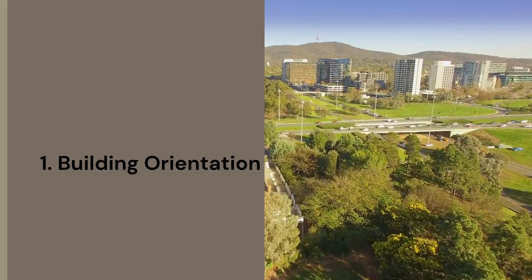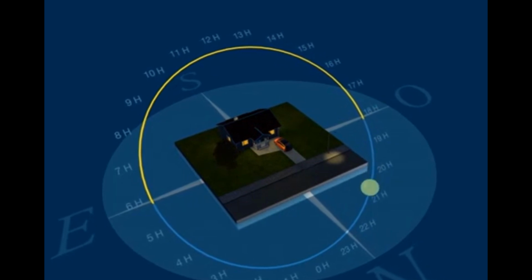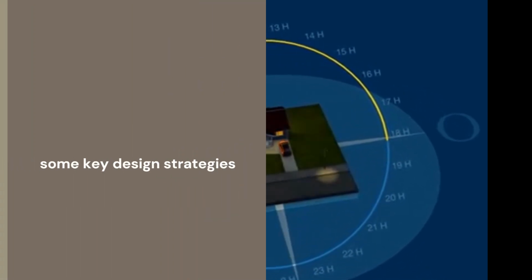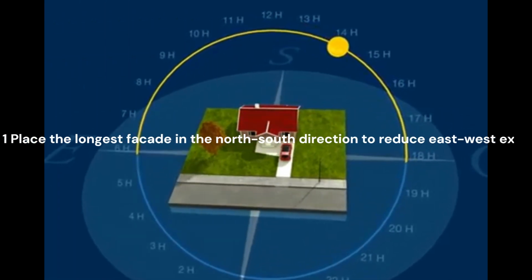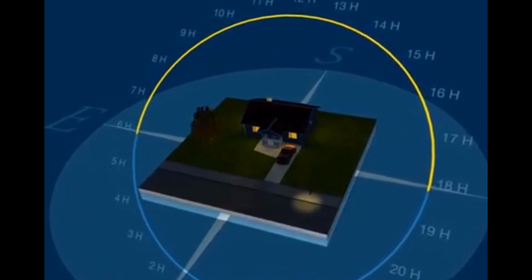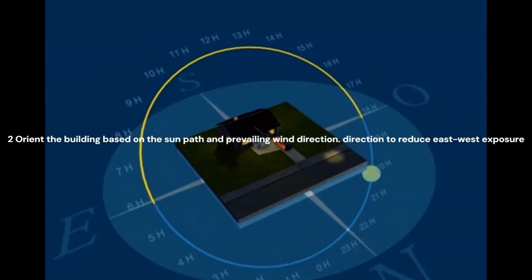1. Building orientation. First up, building orientation. It's crucial to orient your building correctly to optimize climate response. Here are some key design strategies. 1. Place the longest facade in the north-south direction to reduce east-west exposure. 2. Orient the building based on the sun path and prevailing wind direction.